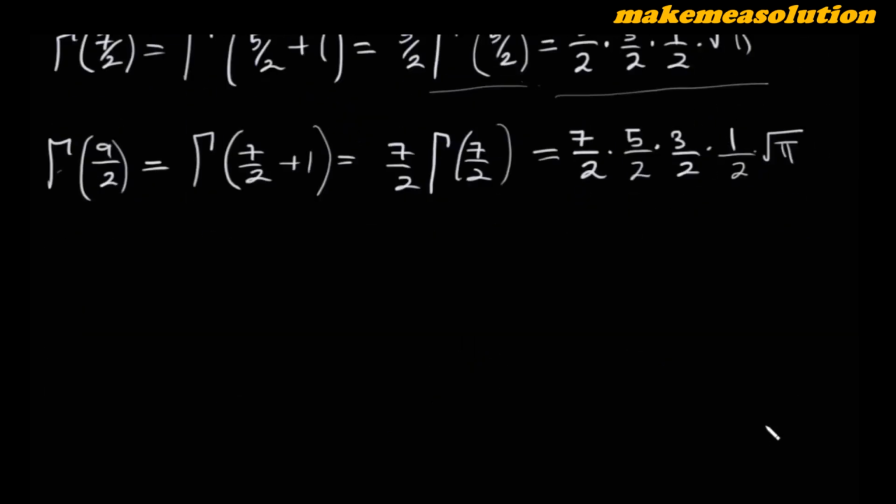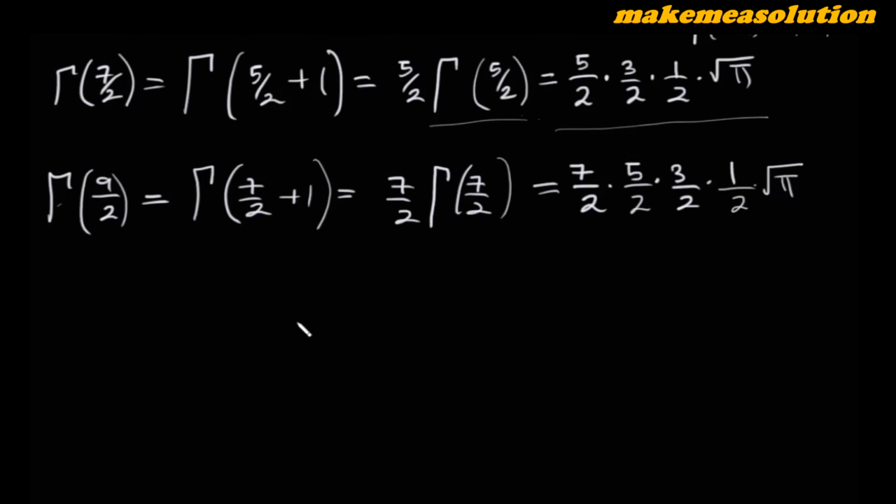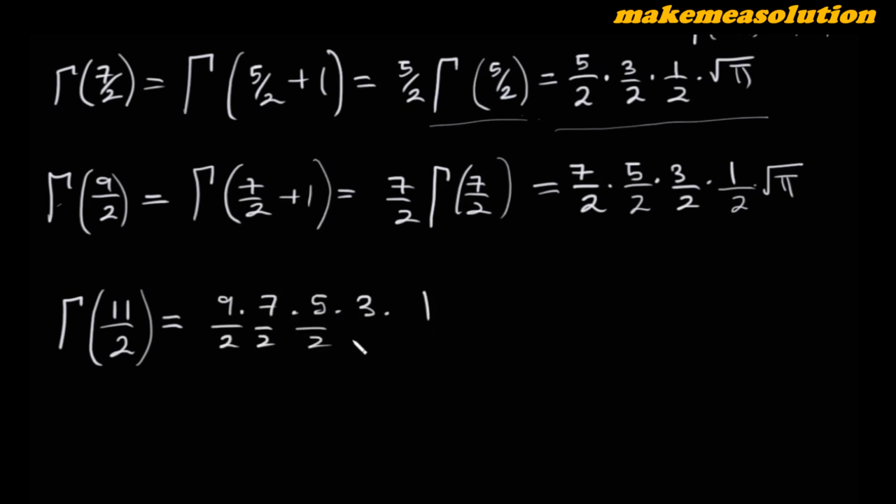So we see a pattern being developed over here: when you're evaluating the gamma of an odd number over 2, for instance, if I want to guess what gamma of 11 over 2 will be, it will be the product of all odd numbers before 11. So the likes of 9 times 7 times 5 times 3 times 1, each of them divided by 2, then root pi.